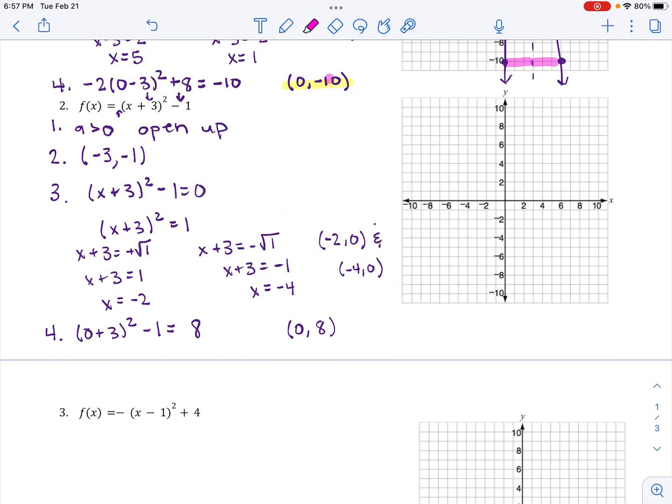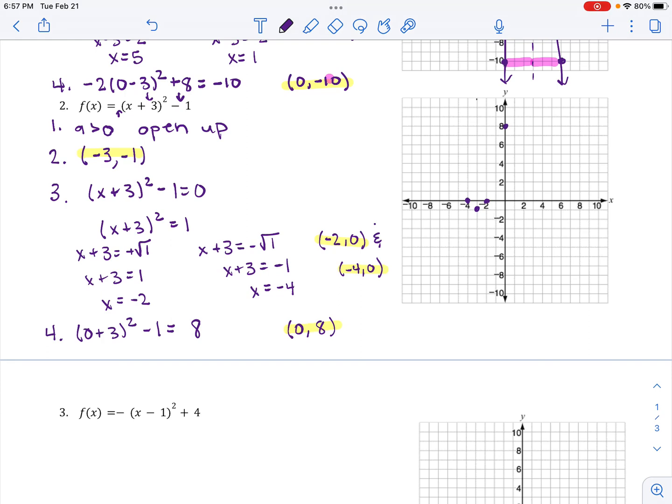So I'm looking at those key points again: my vertex, my 2 x-intercepts, and my y-intercept, and we're going to plot them. My vertex first, (negative 3, negative 1). My x-intercepts, (negative 2, 0) and (negative 4, 0). And then my y-intercept, (0, 8).